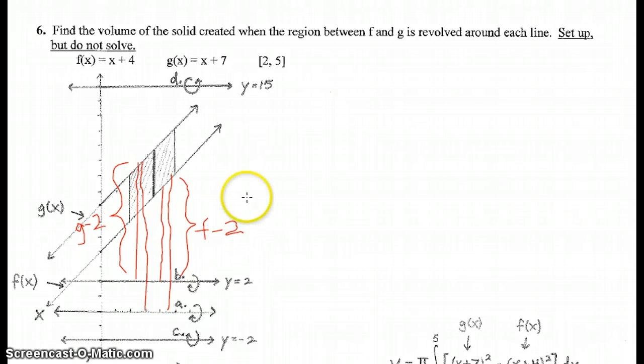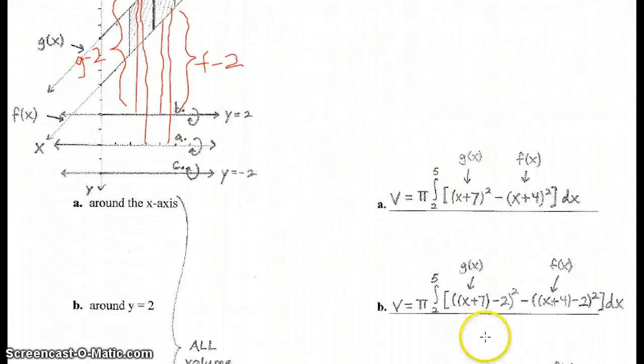So my outer radius is not just g of x, it's g of x minus 2, and my inner radius is not just f, it's f of x minus 2. So the integral is relatively easy to set up once you realize that. It's going to be pi times the integral from 2 to 5 of g of x minus 2 all squared minus f of x minus 2 all squared. And the setup can be written just like this.